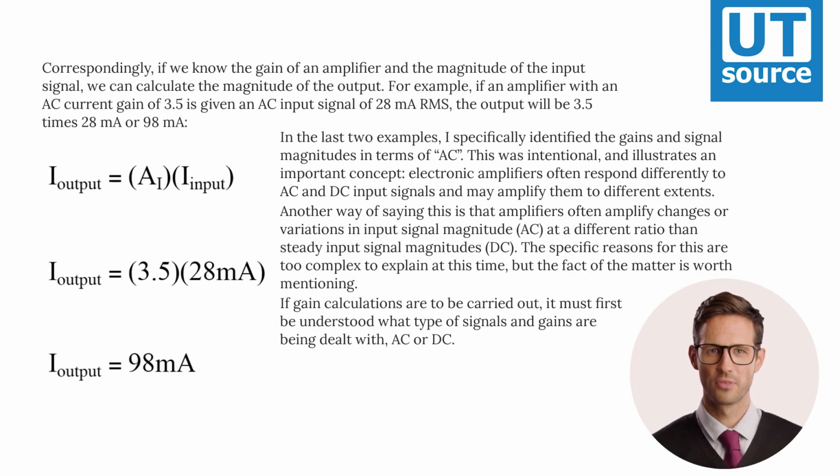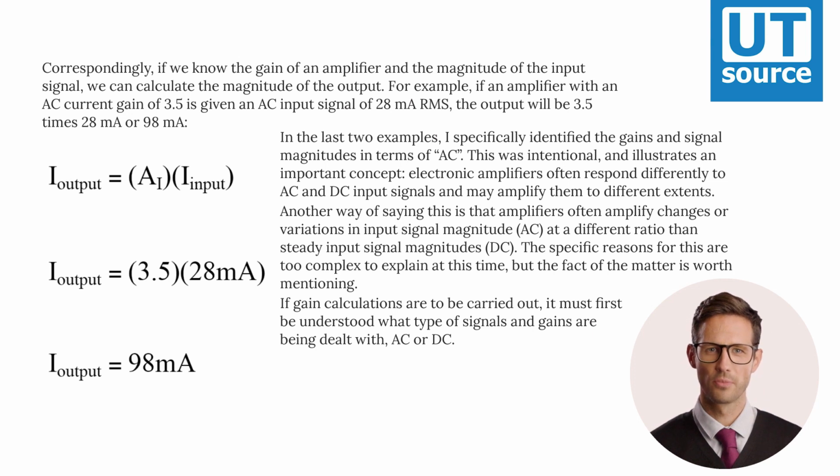Correspondingly, if we know the gain of an amplifier and the magnitude of the input signal, we can calculate the magnitude of the output. For example, if an amplifier with an AC current gain of 3.5 is given an AC input signal of 28 mA RMS, the output will be 3.5 times 28 mA, or 98 mA.